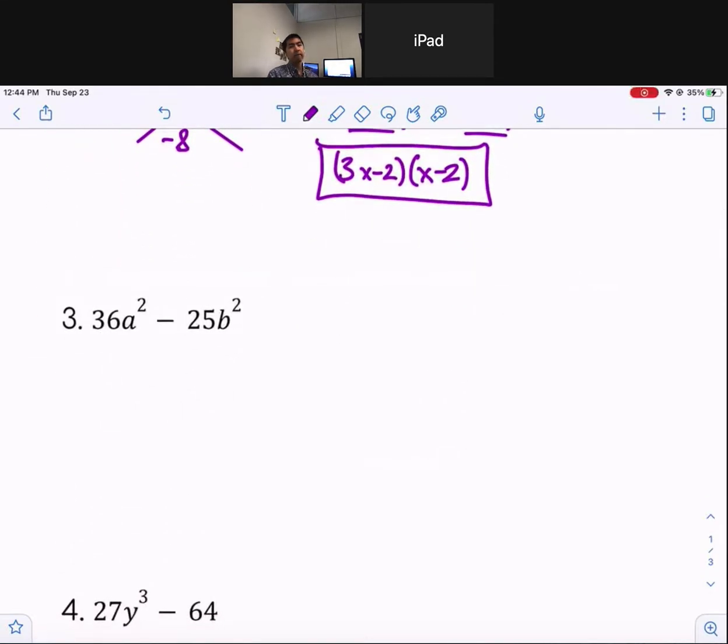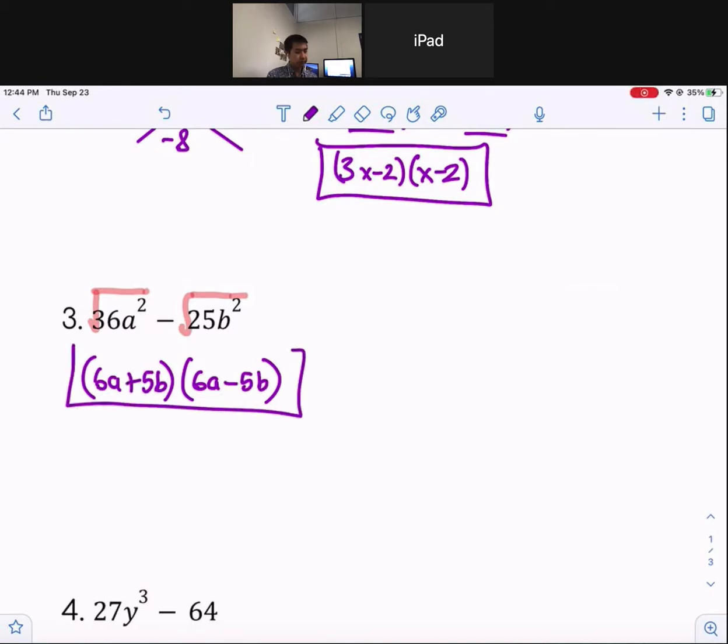Number 3, can we factor out everything? Nope. 2 terms, yes. Cubes or squares? These are both square rootable, meaning there is something times itself that gives you those 2 quantities. 6a times 6a is 36a squared. 5b times 5b is 25b squared, plus and minus.